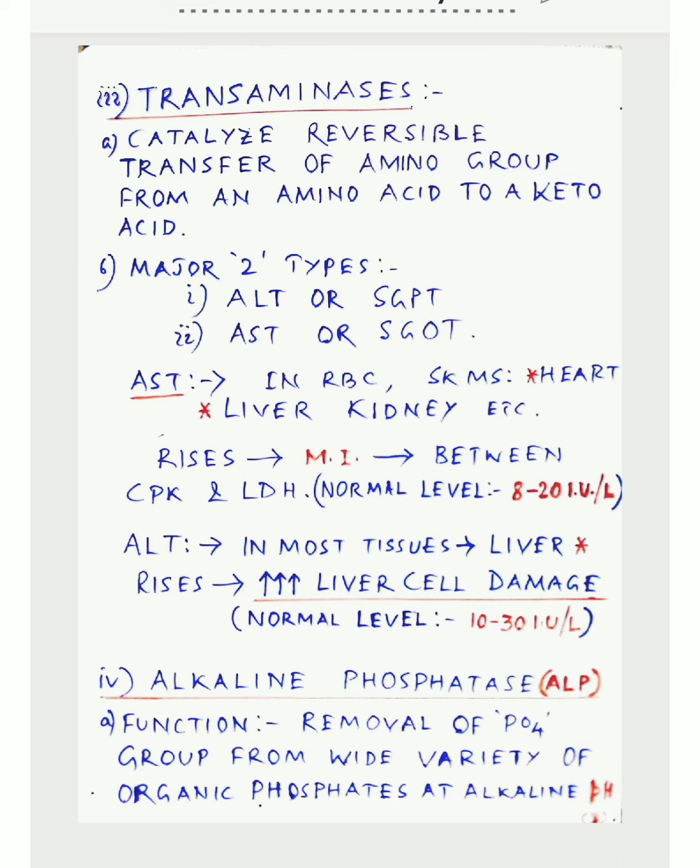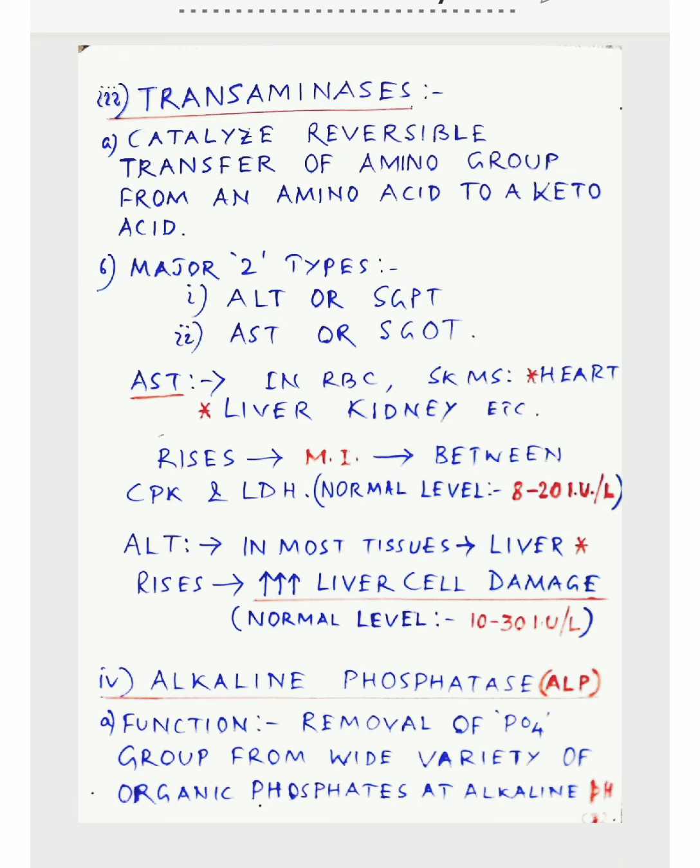The next important enzyme from your examination point of view is alkaline phosphatase. Alkaline phosphatase catalyzes the removal of phosphate groups from a wide variety of organic phosphates at alkaline pH. It is present in many tissues and has many isoenzymes such as bone, placenta, intestine, liver, etc. Alkaline phosphatase in osteoblasts hydrolyzes organic phosphate in bone matrix to release phosphates for mineralization.